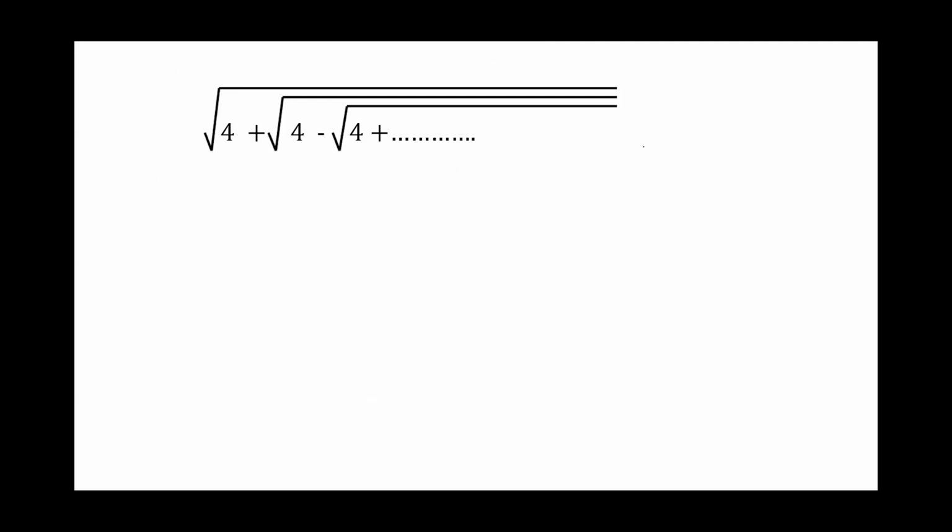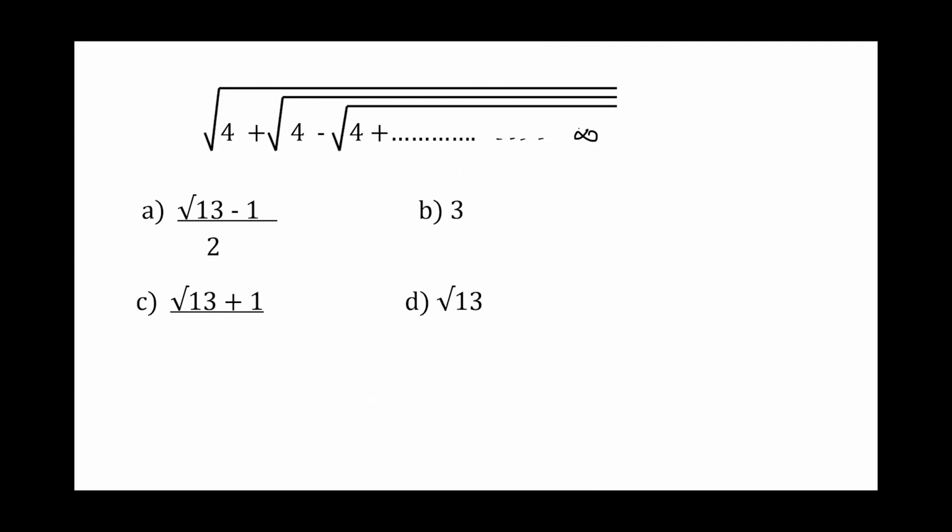On your screen, square root of 4 plus square root of 4 minus square root of 4 plus, it goes on till infinity. Don't worry, I have the options given. So you have the options and you have the question over here. So which method would you use over here? You have the input, you have the output. Just like in artificial intelligence, it's just about connecting the input with the output, right? So let's eliminate the options over here. Option C is root 13 plus 1 divided by 2.